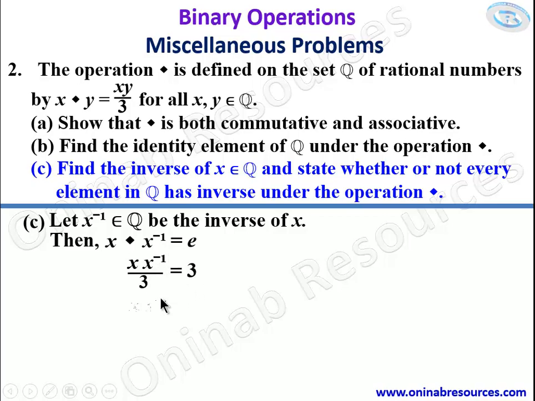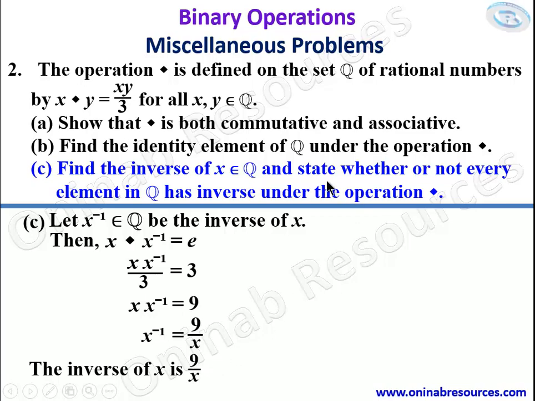If we cross multiply, we have x inverse is equal to 9. Then we now divide both sides by x, because we want to make x raised to power negative 1 the subject of the relation. So dividing both sides by x, we have x inverse to be equal to 9 over x. So you can see now that the inverse of x is 9 over x.